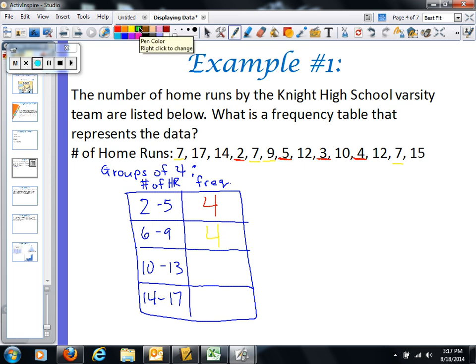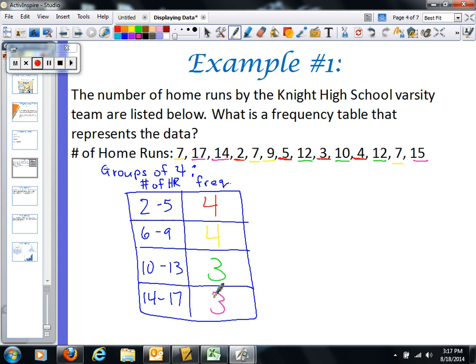Let's do green, 10 through 13. So I have 1, 2, 3. I have 3 that hit between 10 and 13. And let's do pink, 14 through 17. 1, 2, 3. I should have accounted for all the numbers. 4 and 4 is 8, plus 3 is 11, plus 3 is going to be 14. And I have 14 different outcomes. So this would be my frequency table.